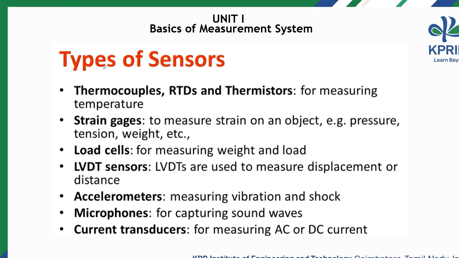Next one is the accelerometer. When you want to measure vibration or shock anywhere, you have to use an accelerometer. And many of you know this: the microphone. When you want to convert your sound signal into an electrical signal, you have to use a microphone. And the next one is a current transducer or current sensor, and this is useful to measure AC or DC current quantities.